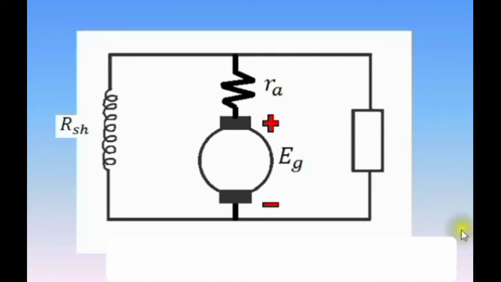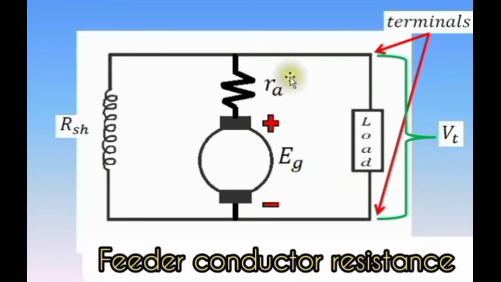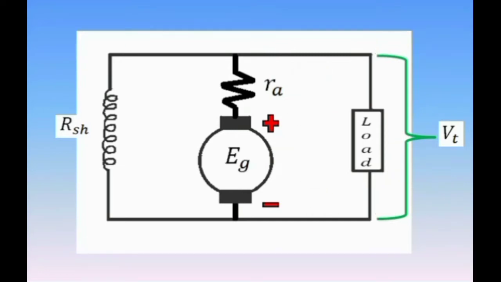And lastly, we have the terminals where we have the terminal voltage, VT, and where the load is connected. Some problems would involve feeder conductor resistance, but in most problems, this resistance is considered negligible. So now, let's establish the necessary equations we need to solve for the problems later.